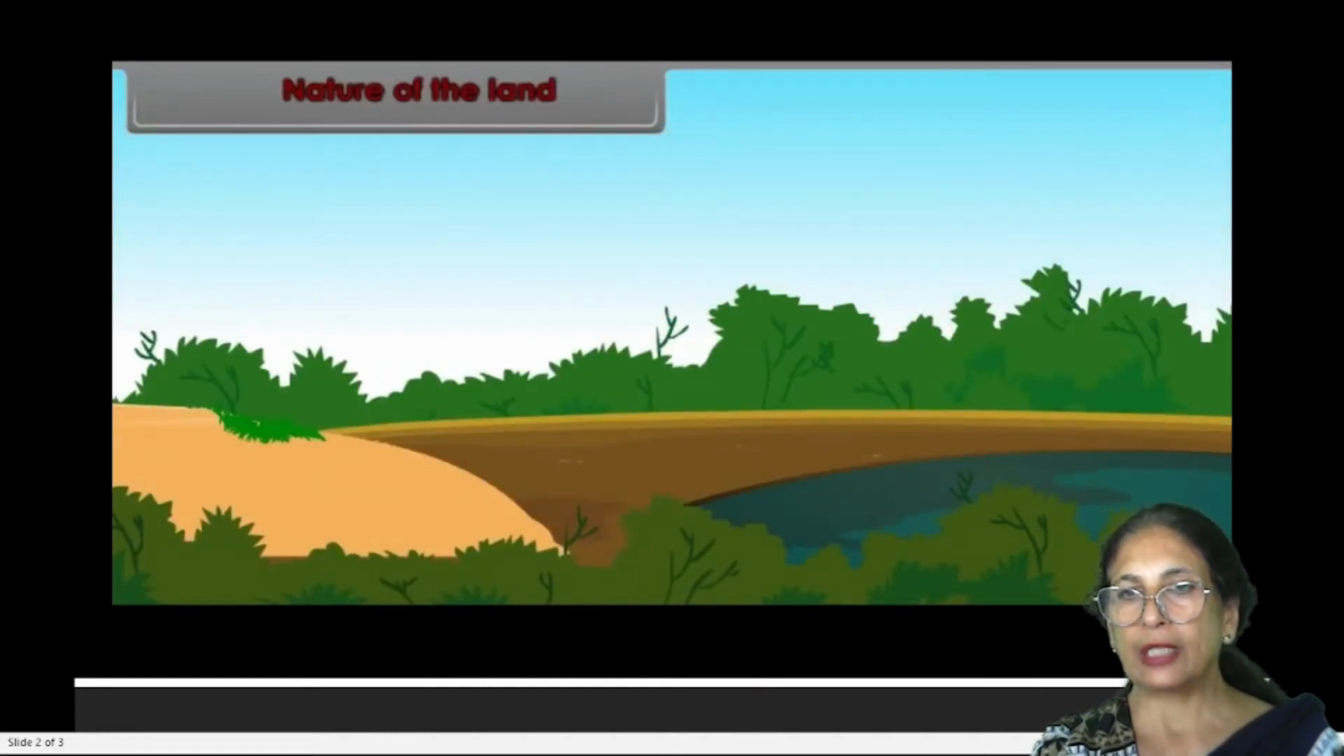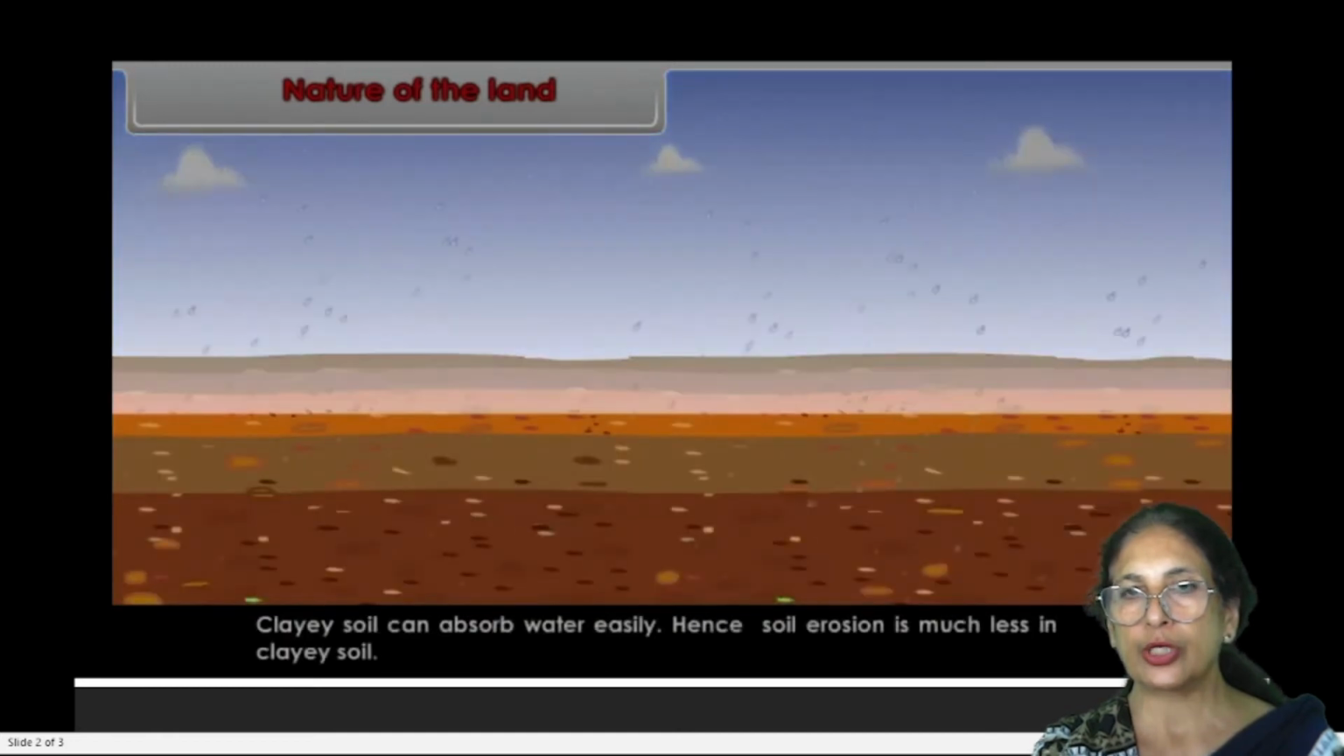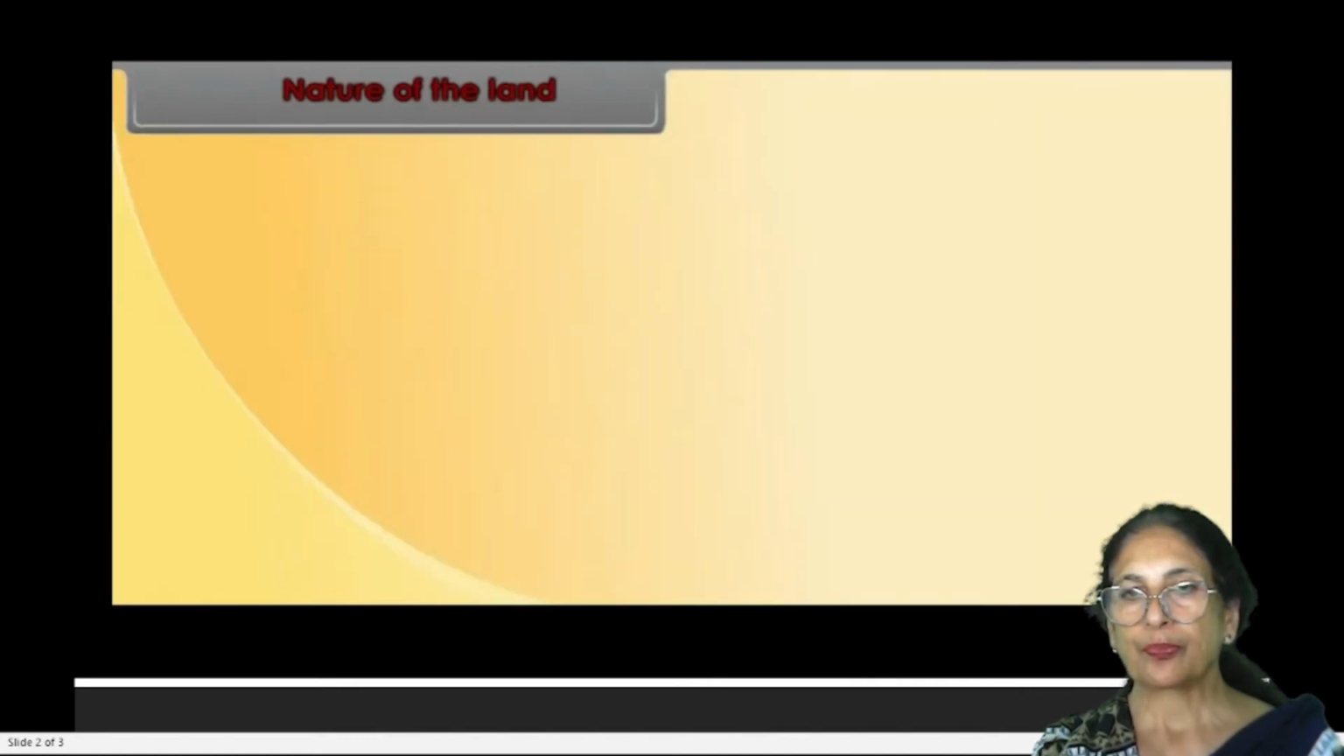Nature of the land. Nature of land is one of the most important factors for soil erosion. Clay soil can absorb water easily, hence soil erosion is much less in clay soil. Soil erosion by water is also much less on sandy soils.